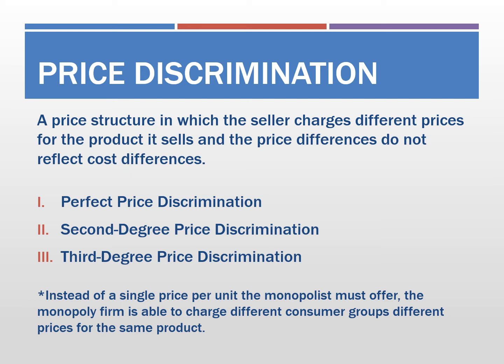There are three fundamental structures of price discrimination, and we're going to talk about all three of them today. The first one we're going to go over is perfect price discrimination. The second one is second degree price discrimination. And the third one is third degree price discrimination.